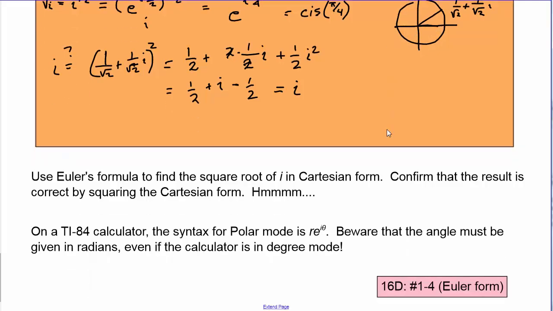I should point out that on your calculator, the syntax for using polar mode is Euler form. So you can't put cis in your polar form in your calculator. You can put r e to the i theta, but be sure that you recognize that theta is going to be an angle in radians, even if your calculator is in degrees. You need to put this angle as radians if you're going to work with this polar mode.